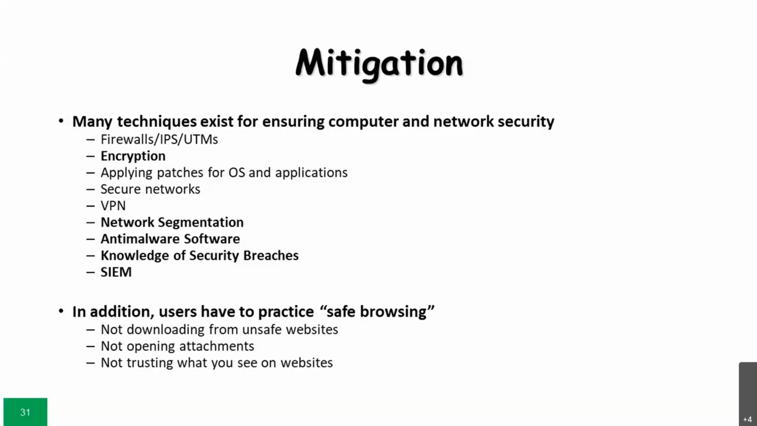These are some techniques which ensure computer and network security. Previously, I have also told about firewalls, IPS, VPNs. These are devices. Encryption is a technique, as are applying patches for OS and applications, secure networks, VPN, network segmentation, anti-malware software, knowledge of security, and SIEM. In addition, users have to practice safe browsing: not downloading from unsafe websites, not opening attachments, and not trusting what you see on websites.